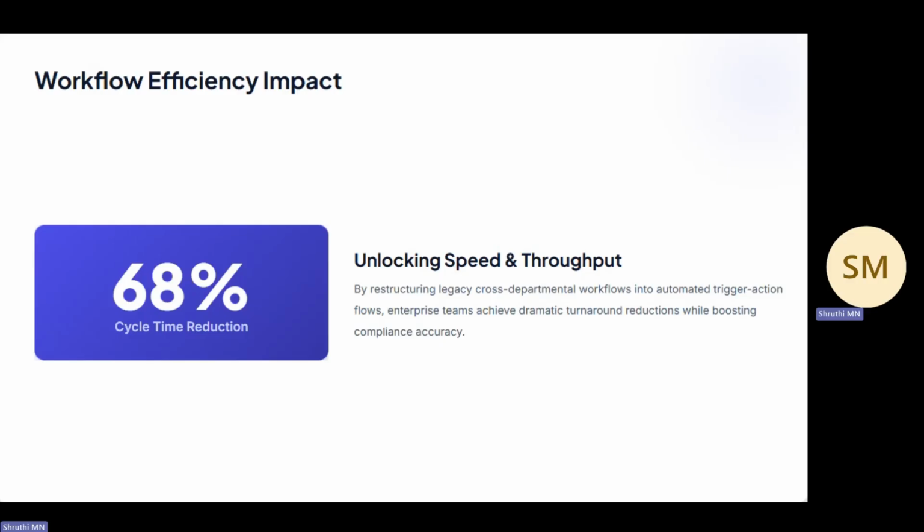So when we are designing a flow, always ask, can this step be automated? Can this handoff be simplified? Can this waiting time be reduced?